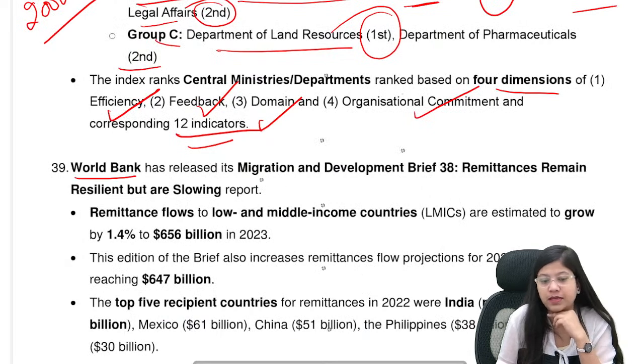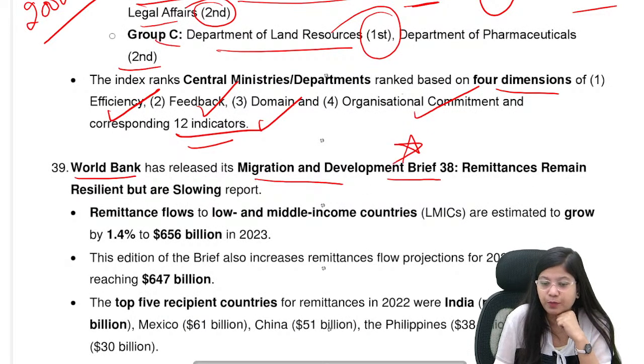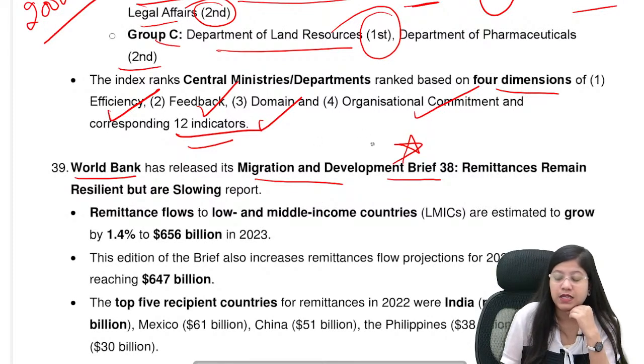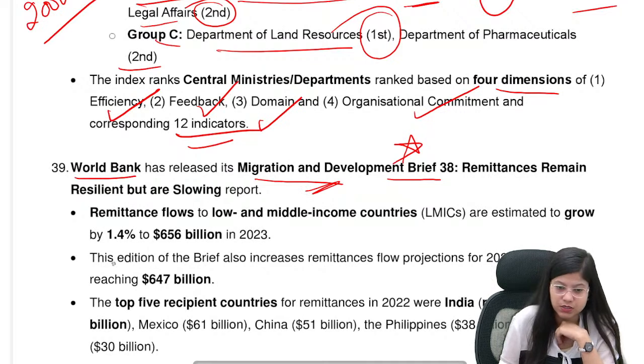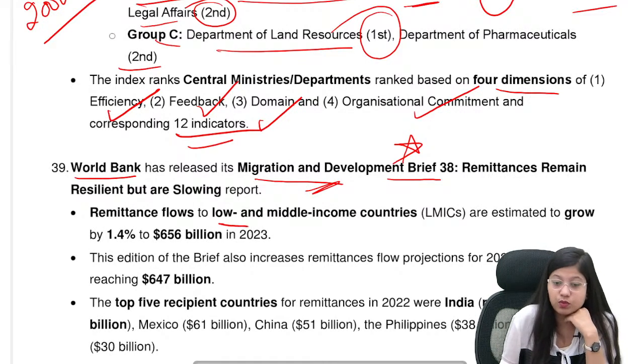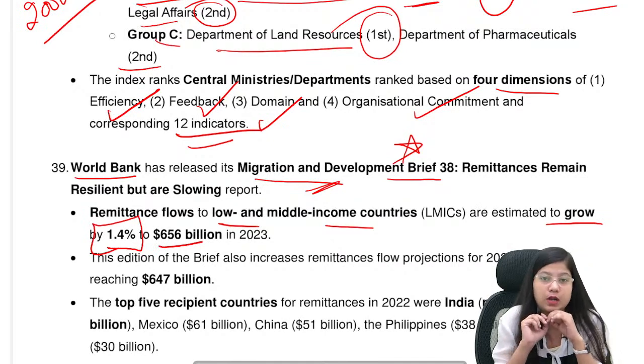Next, we have World Bank's Migration and Development Brief 38 report. Okay, so this is a very prominent report as far as the migration data is concerned. So as per this particular report, remittances flows to low and middle income countries are estimated to grow by 1.4% to $656 billion in 2023.